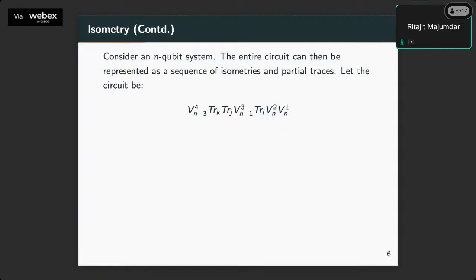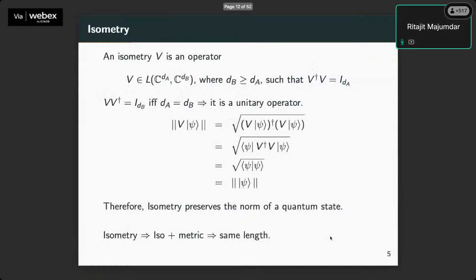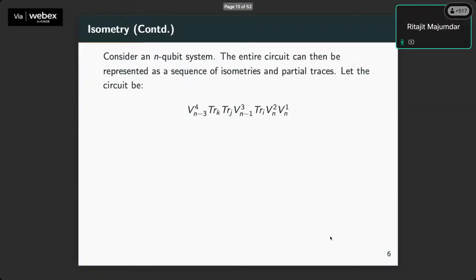So now, as we said, what is a quantum operator? It's unitary plus adding system. They are taken together as isometry along with partial trace. Now, what is said here is, if you have a sequence of isometries, partial trace, and everything, you can represent everything together as a single isometry followed by a single partial trace. So the question is, how is that possible?